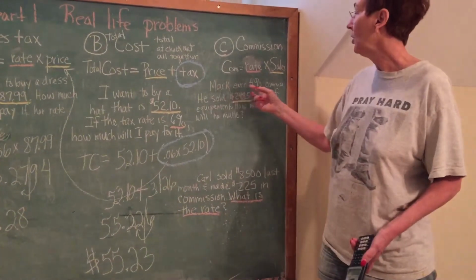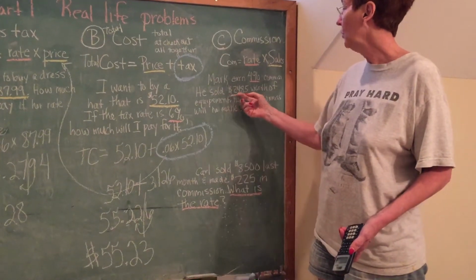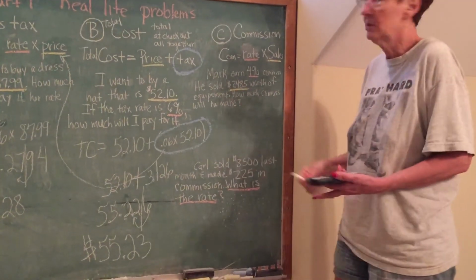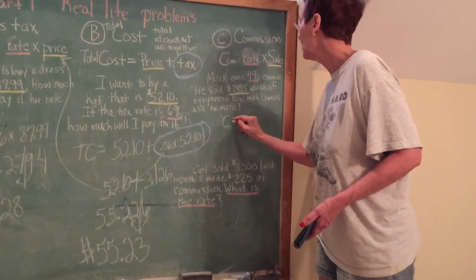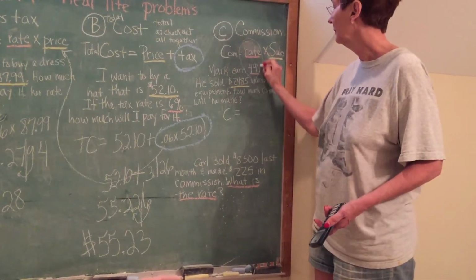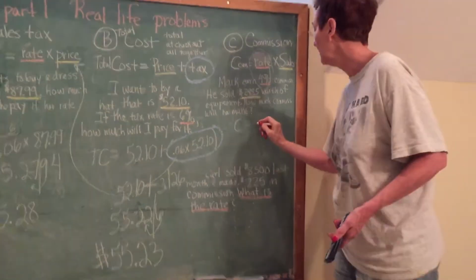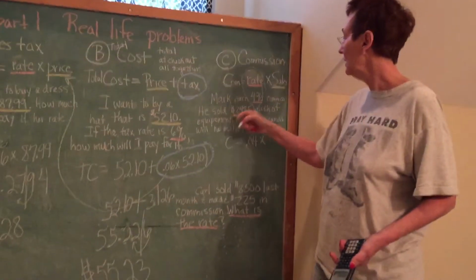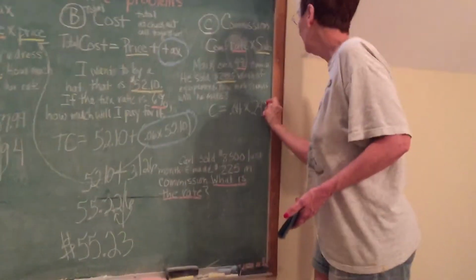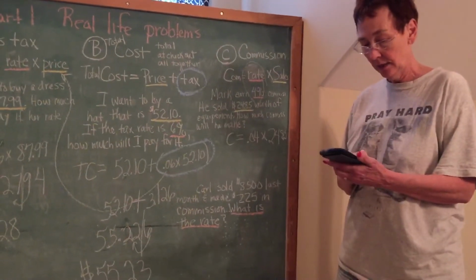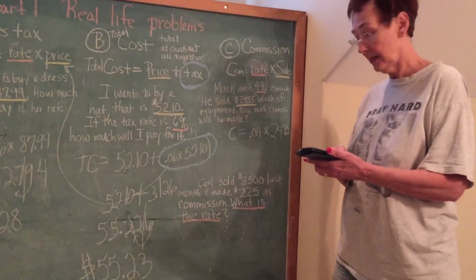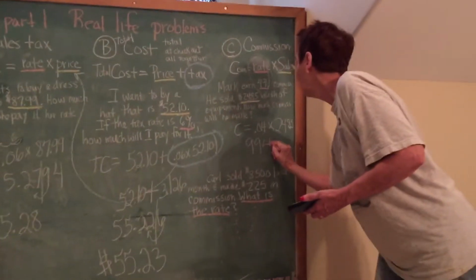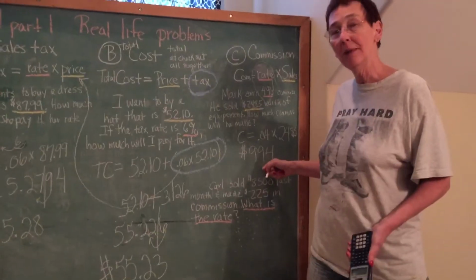So example, Mark earns 4% commission. If he sold $2,485 worth of equipment, how much commission is he going to make? So he wants to figure out what he's going to make. So my commission is going to be my rate, 4%, we got to change it to a decimal, 0.04, times my sales. Well, how much did he sell? $2,485. So then you'll take 0.04 and multiply it times $2,485, and you get $99.40. And that's how much he would make in commission.